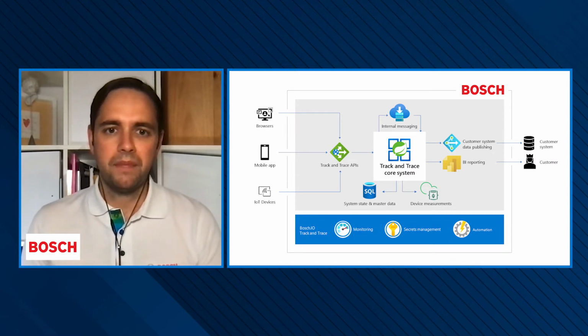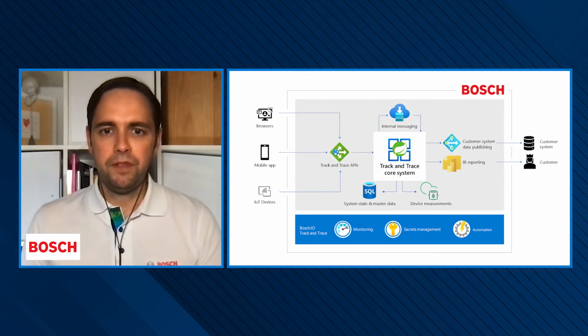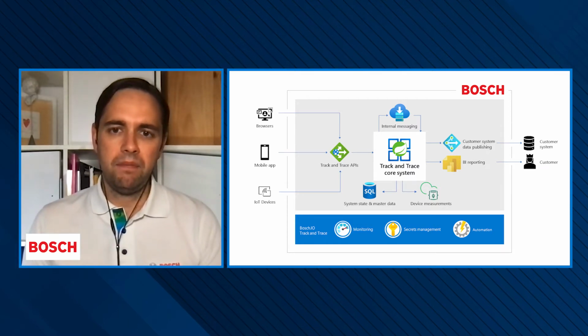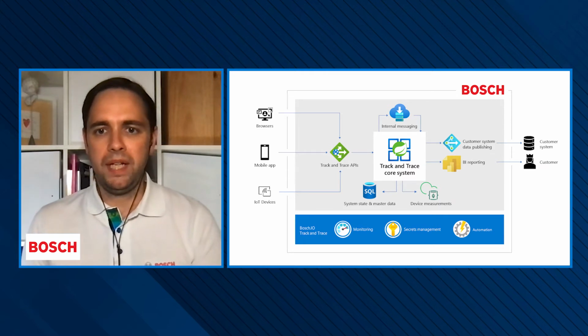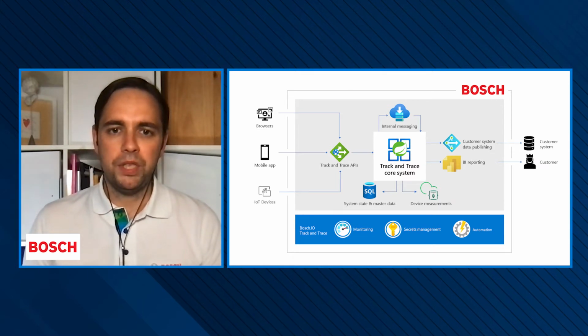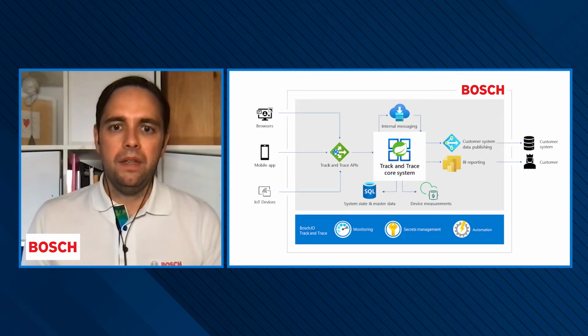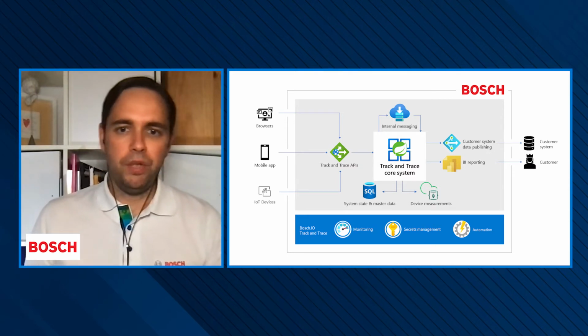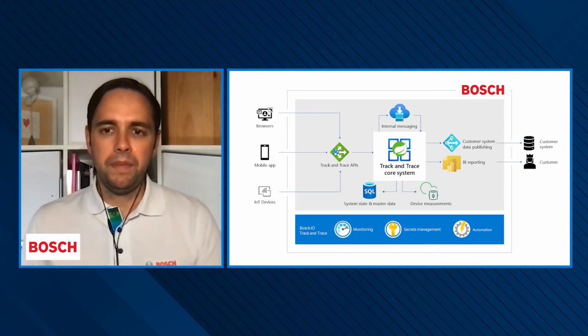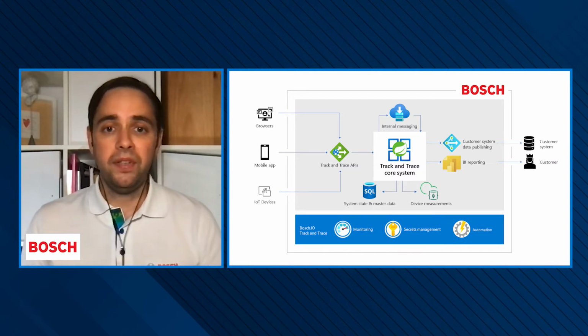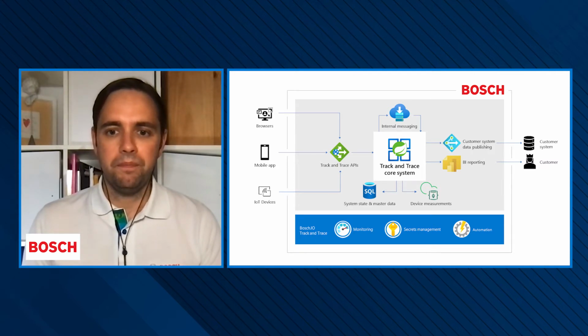Data is received by an application gateway and handed over to the Track and Trace core system, which consists of about 15 microservices running on Azure Spring Cloud. There are many different views and reports based on the data that we present in our UI. And process data can also be sent to customer systems.